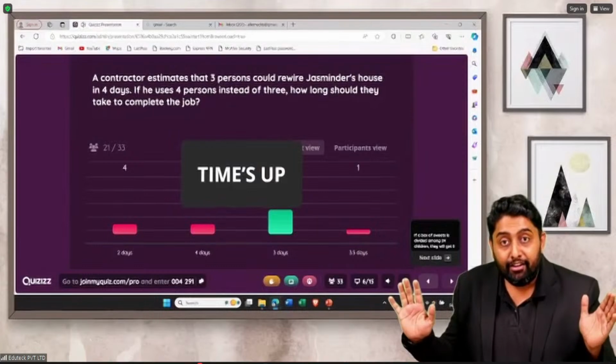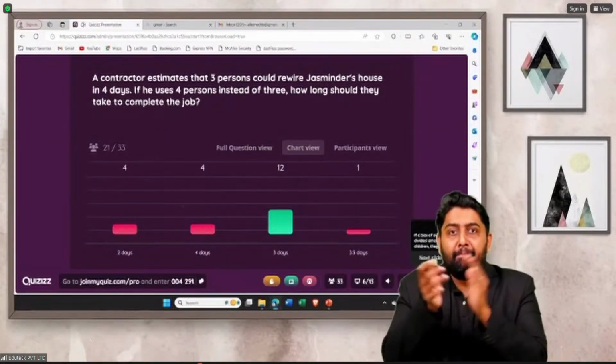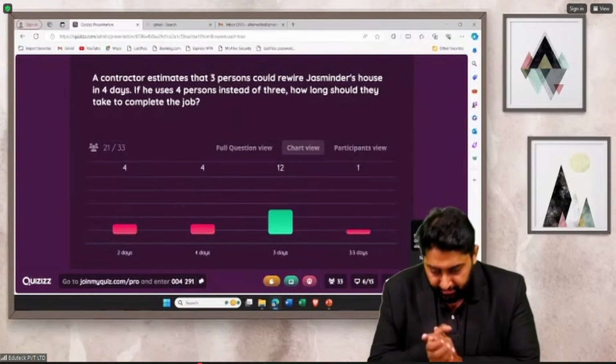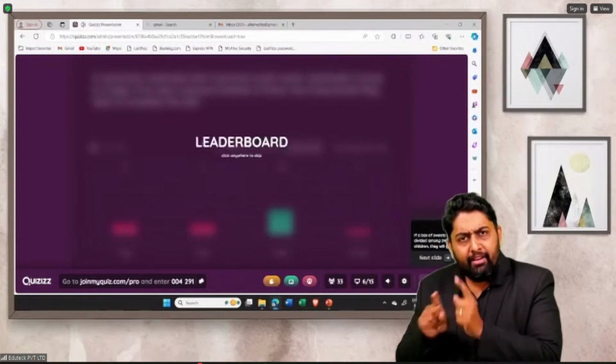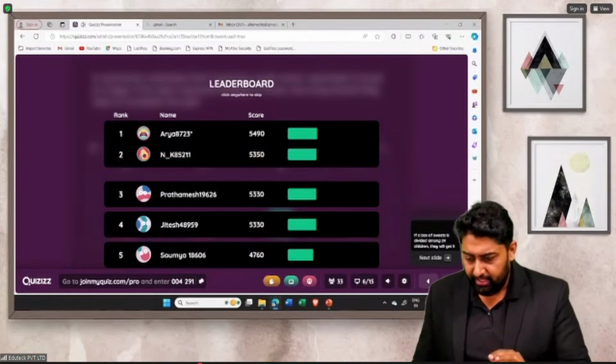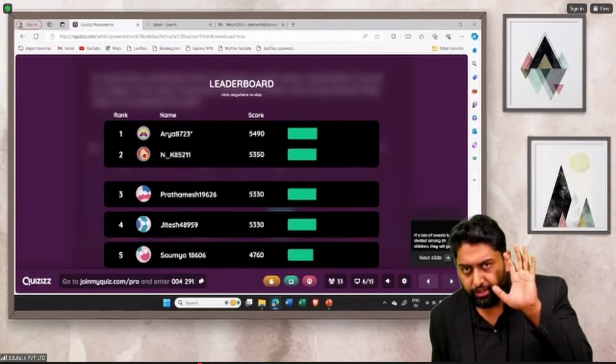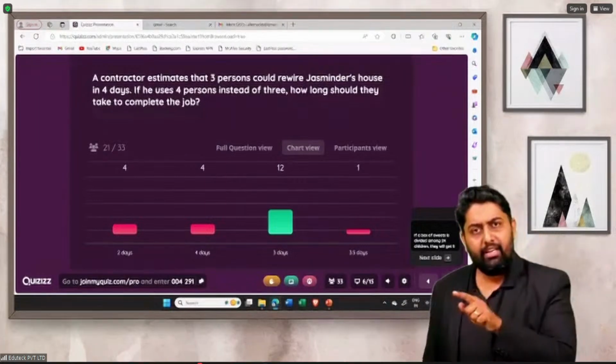With that, the time is up. And what do we see? 12 people have given the correct answer. Very good. Some of them have given the incorrect answer. Not a worry. There is no change as of now in the top 5. So let's try to understand.